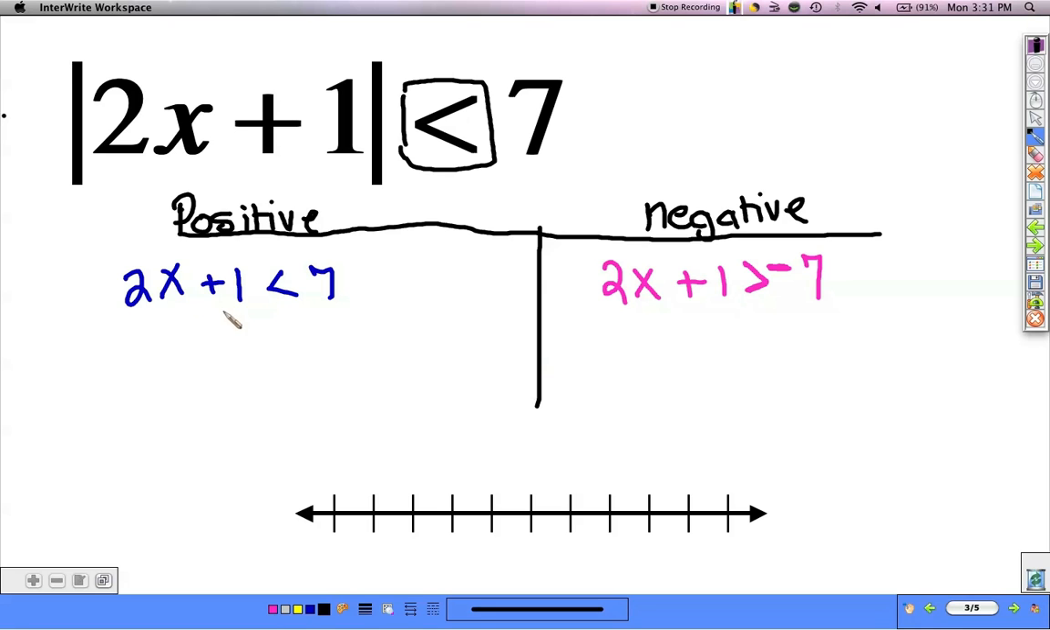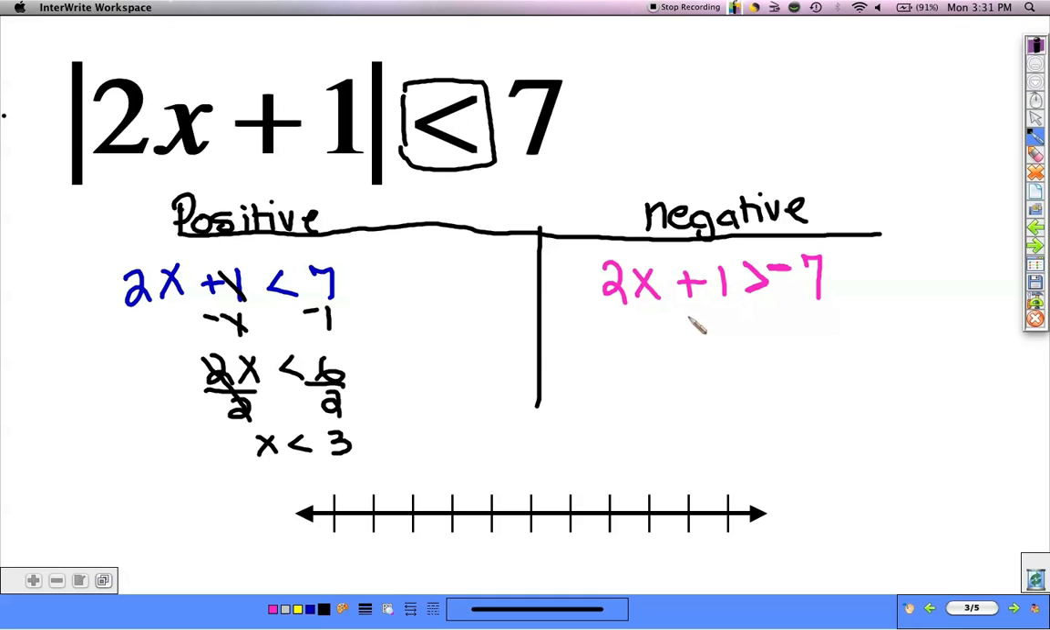So 2x plus 1 is less than 7. I want to subtract 1 from both sides of the inequality. So I end up with 2x is less than 6. And then I want to divide by 2 on both sides of the inequality. So I have x is less than 3.